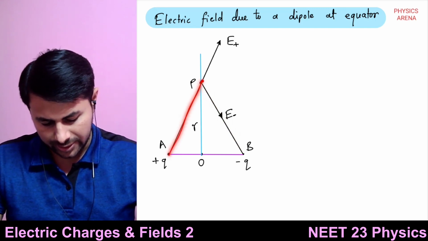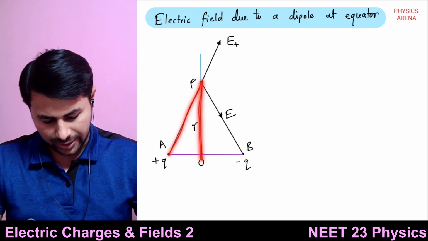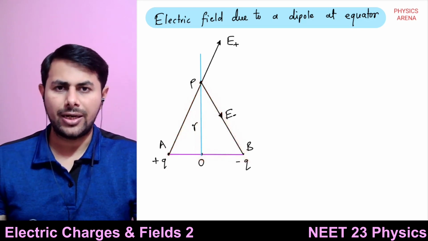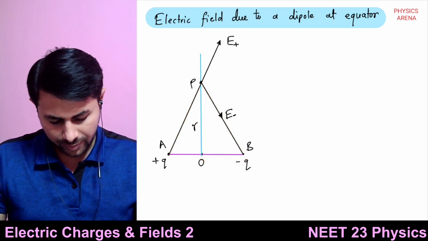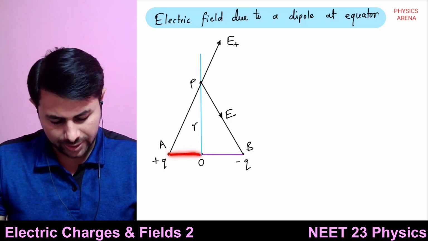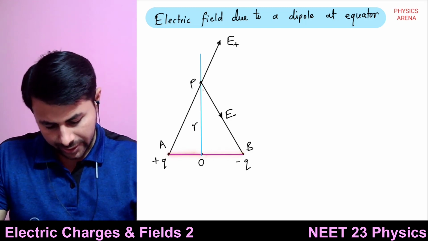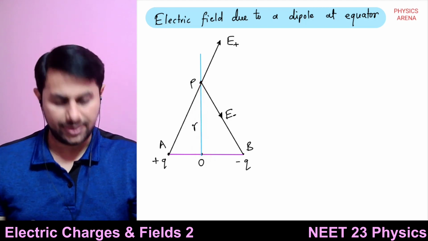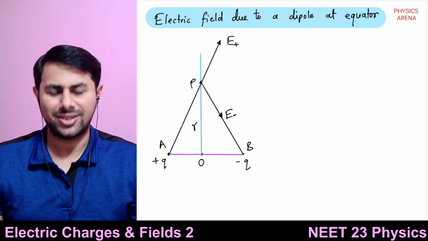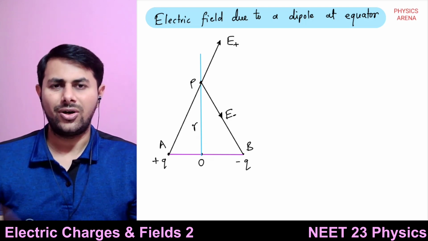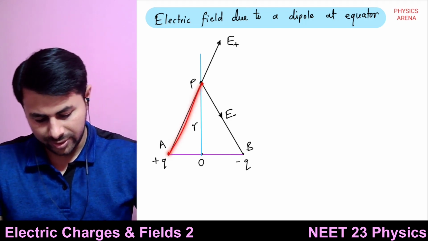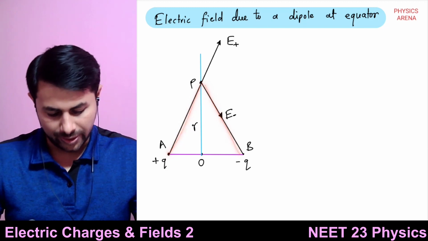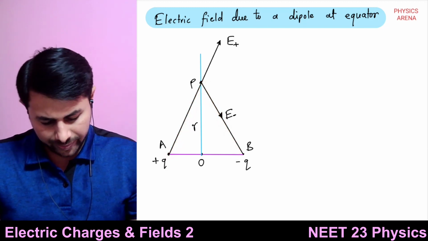Because if you consider this triangle and this triangle, they are congruent triangles. Because see, this distance is equal to this distance, this side is common, and this angle is 90 degrees. So by the SAS test, we can say these are congruent. So this and this distance is equal, right?